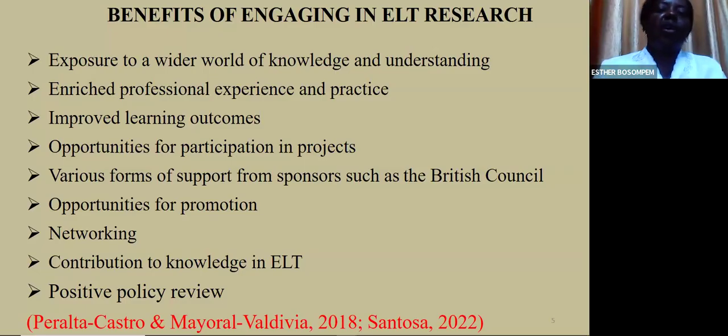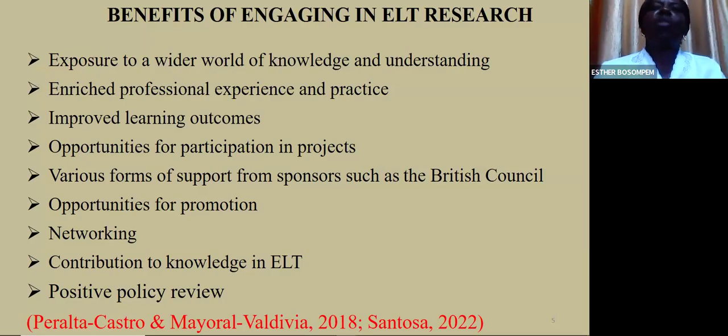Then we can also be exposed to various forms of support from sponsors such as the British Council. This is because they sponsor a lot of projects. Sometimes it's individuals who organize the project. Sometimes too, you find groups of people. So if you research, you come across all these opportunities, and you will be shocked.